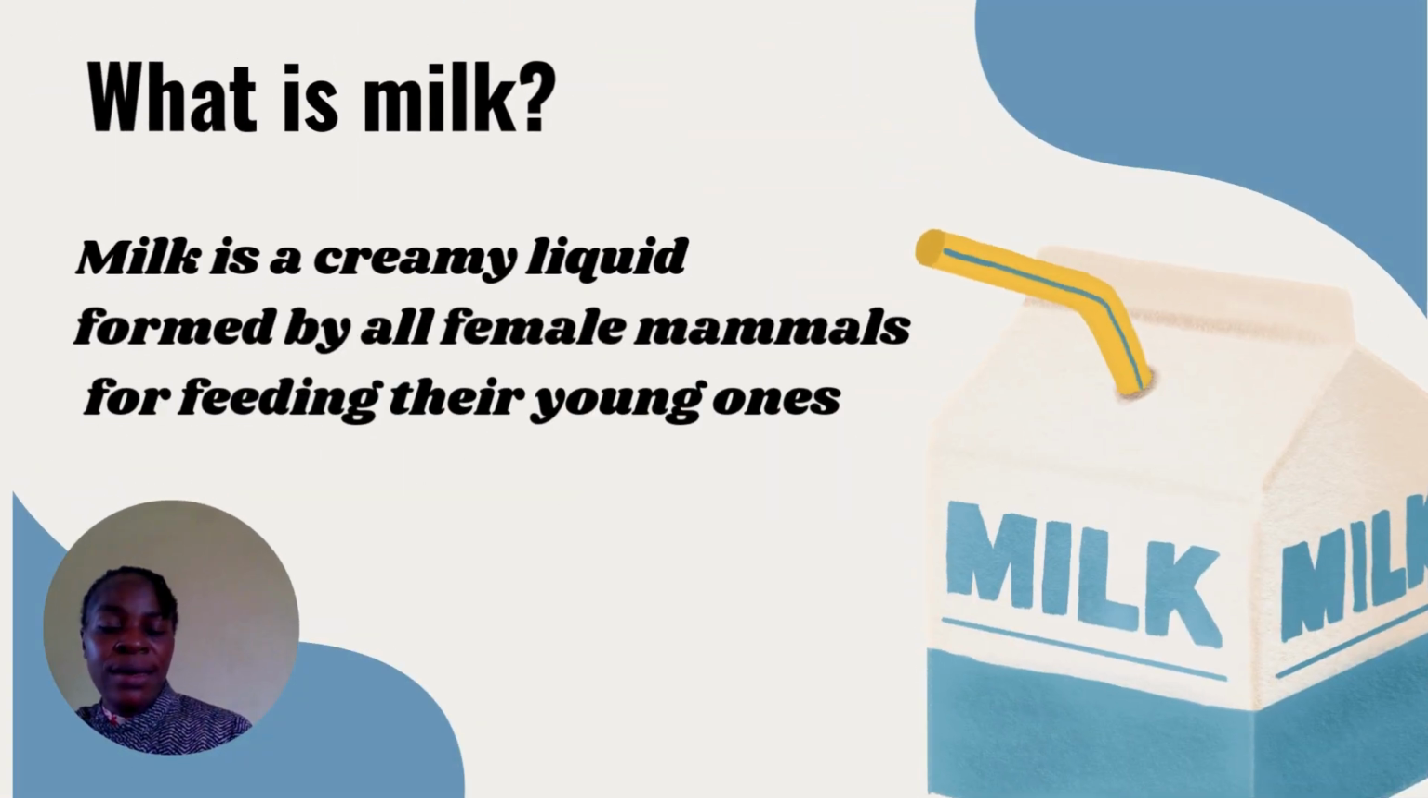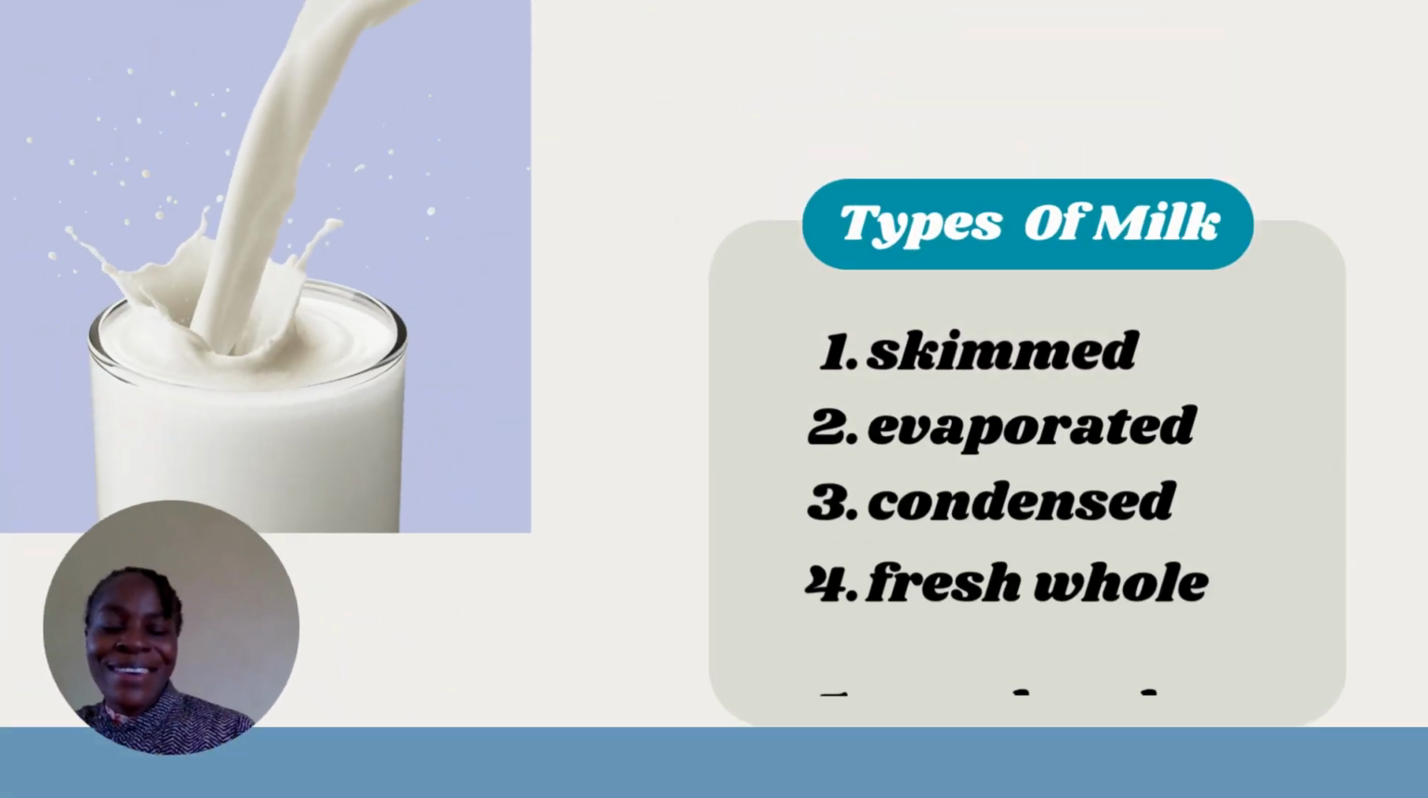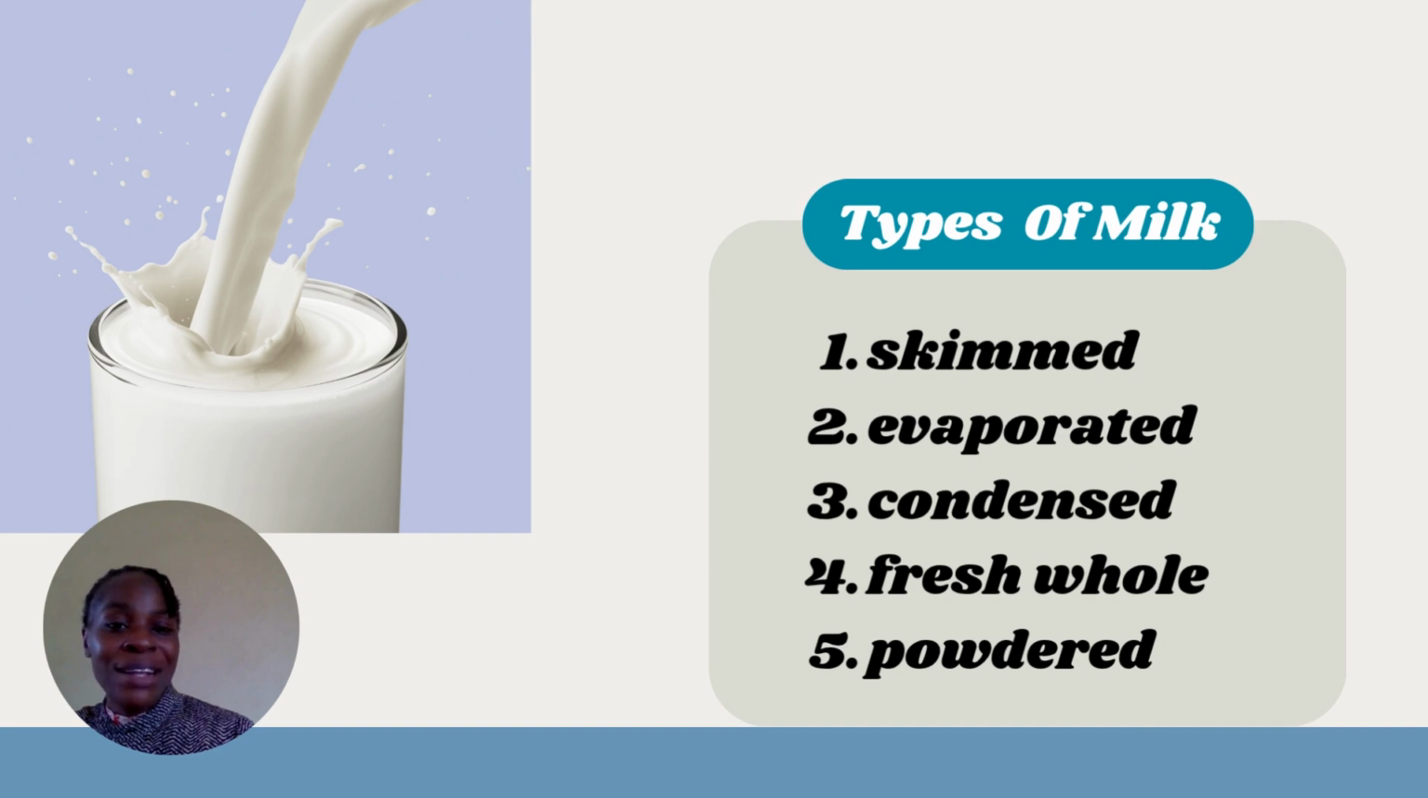So, what is milk? Milk is a creamy liquid formed by all female mammals for feeding their young ones. Yes, all female mammals, used for feeding their young ones. It's a creamy liquid. You know that milk has this creamy taste and consistency. Let's go to the types of milk that we have.